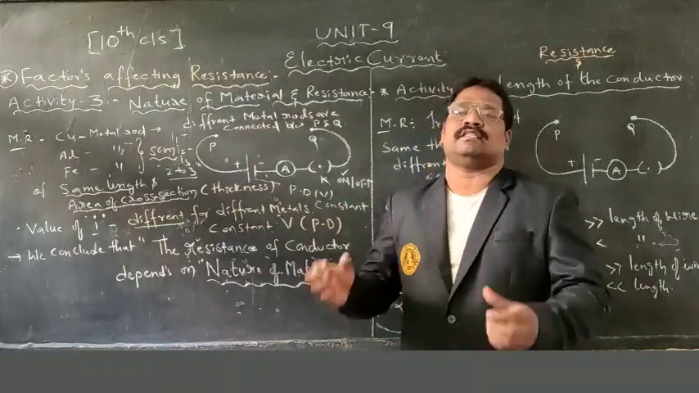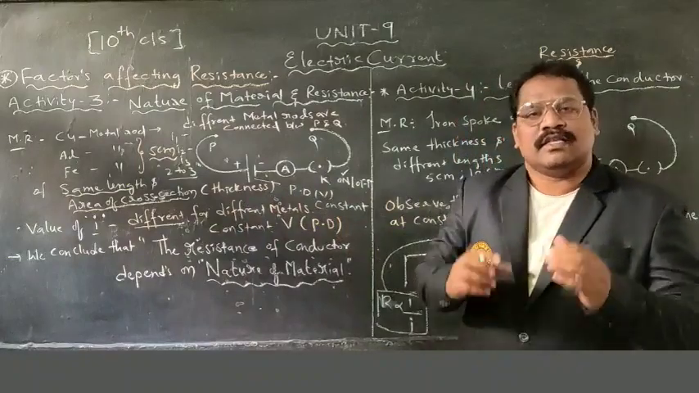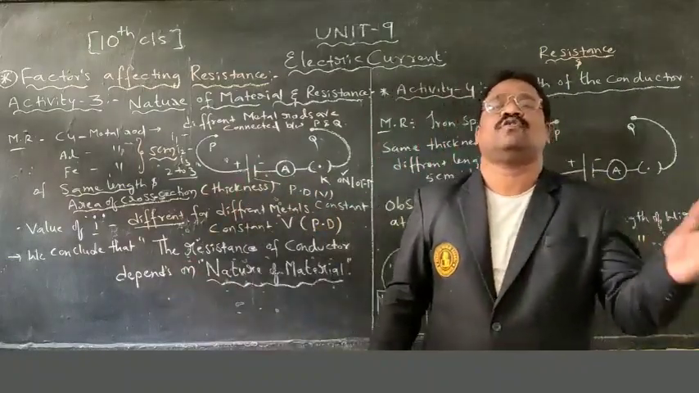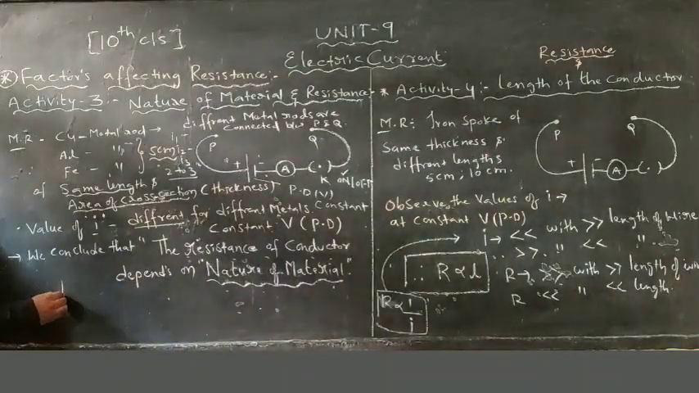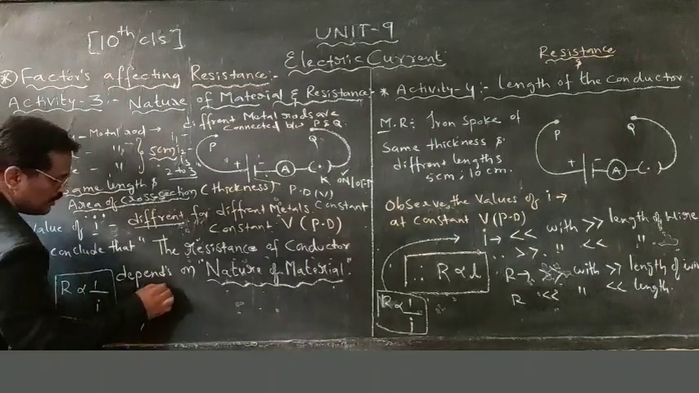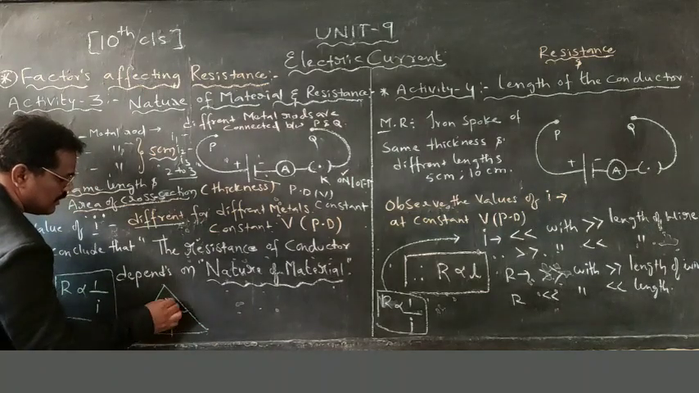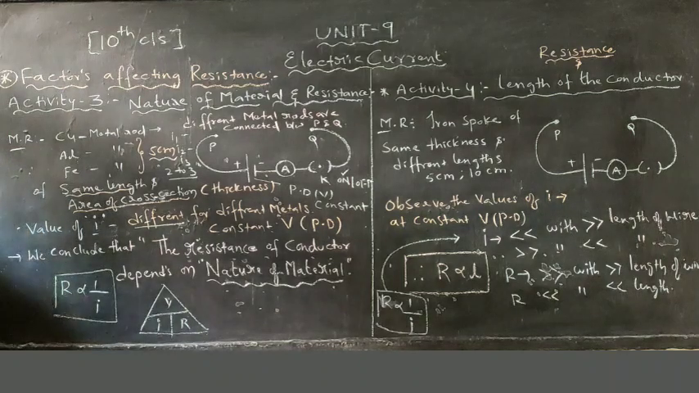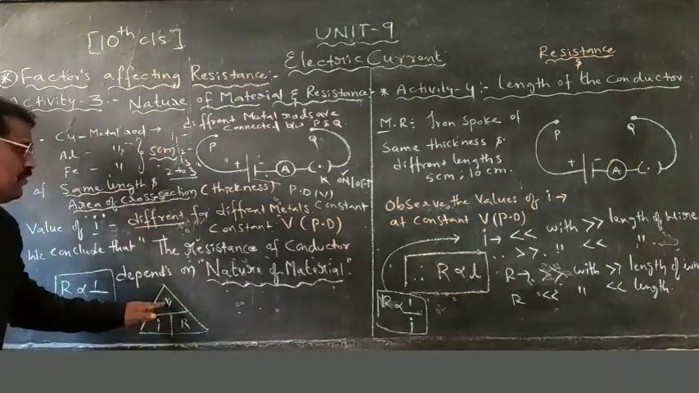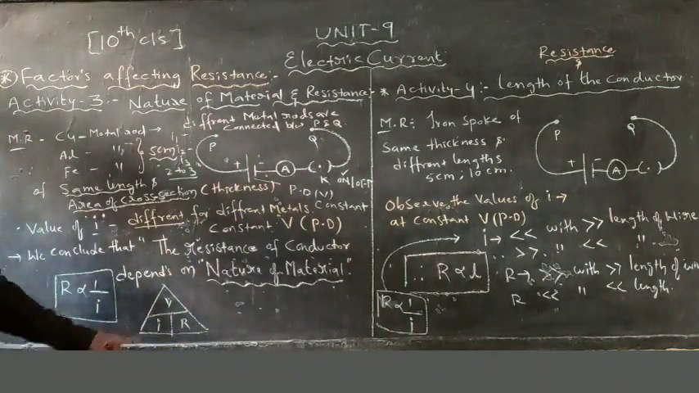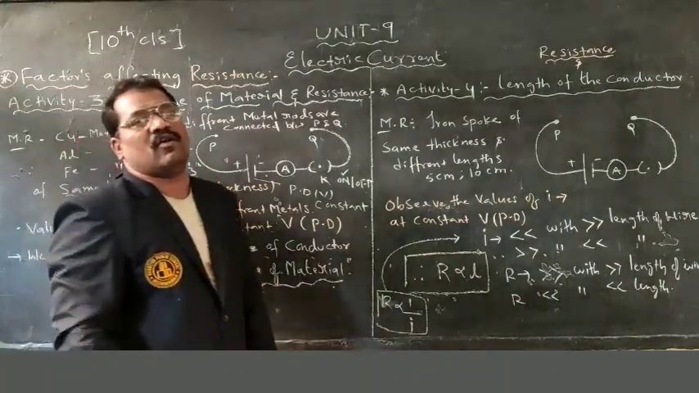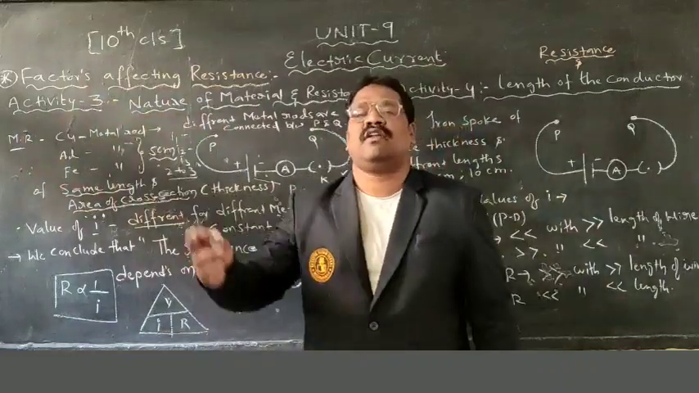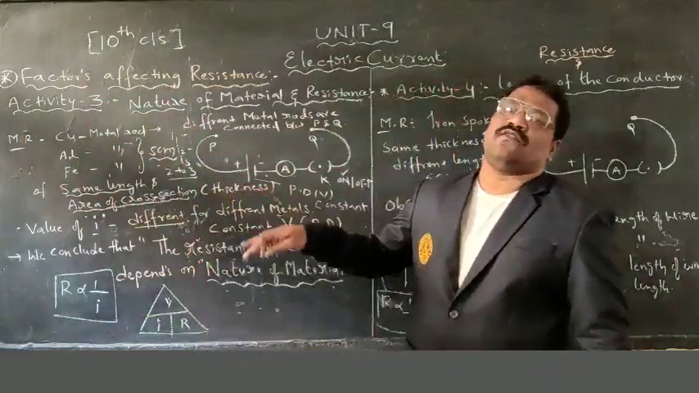It indicates clearly that as the values of current vary, the resistance offered by the material also varies accordingly. Why? Because resistance R is inversely proportional to current. By using the Ohm's law magic triangle with V, I, R, if I require R, it is V by I, where V is constant potential difference, so R is proportional to 1 by I, which means inversely proportional. If resistance is more, current flow will be low. If current flow is low, resistance offered will be more. If resistance is less, current flow will be more.